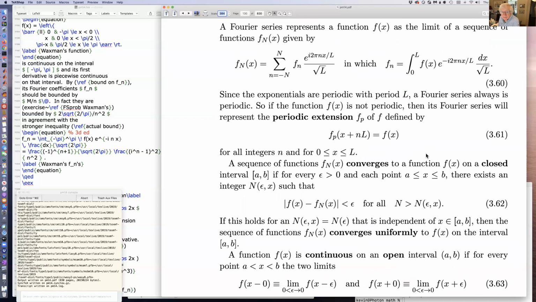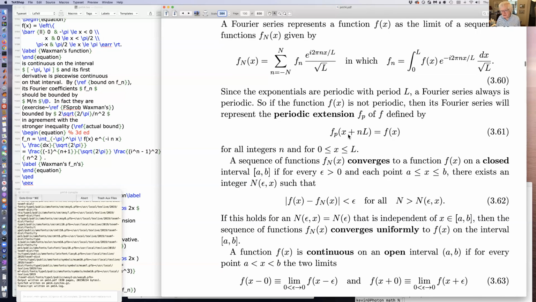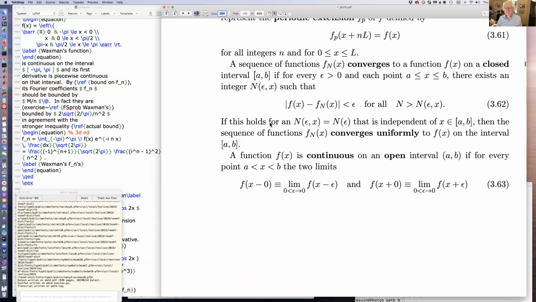Now the Fourier series is always periodic, as I've said, and so if the function's not periodic, then the Fourier series always represents the periodic extension of f, so that f sub the periodic extension at x plus nL is just f of x.